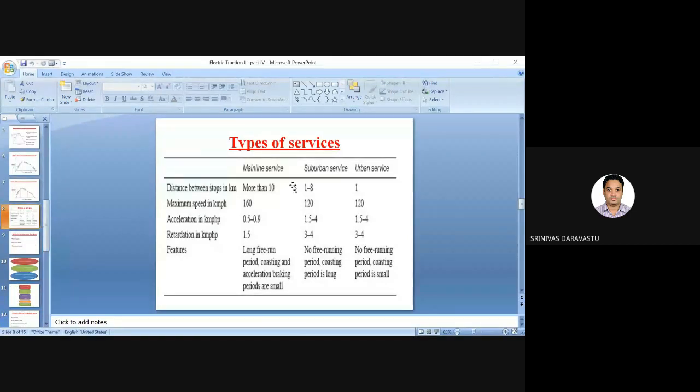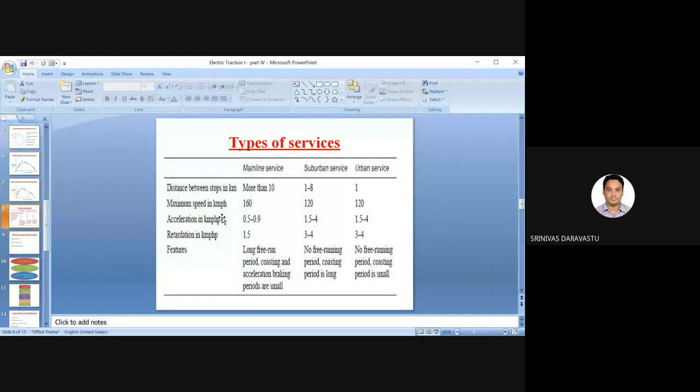Okay. Now the difference between the three services: mainline services, suburban services, and urban services. Now the distance between the stops in kilometers. Mainline service is more than 10 kilometers. Suburban services is 1 to 8. Urban service is 1 kilometer.